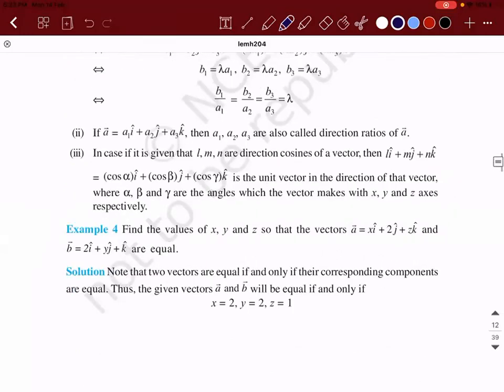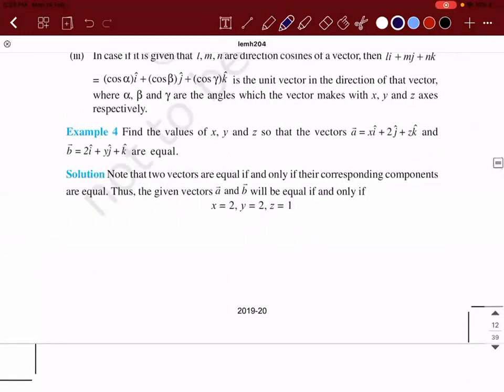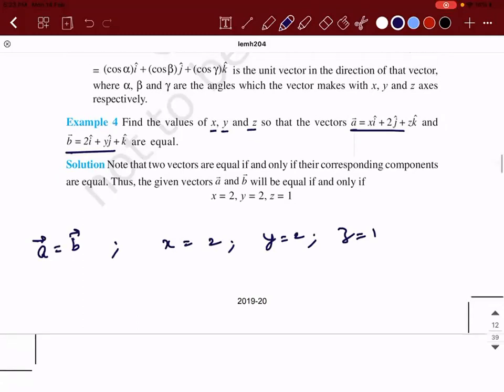So I'll start the problems. Find the value of x, y, and z so that the vectors are equal. So what should you do? A vector is equal to B vector only if their x components are equal. So x should be equal to 2, y should be equal to 2, and z should be equal to 1. Do you understand how I found out?